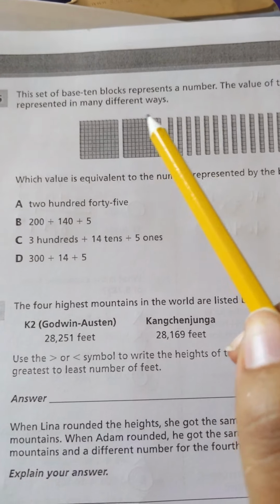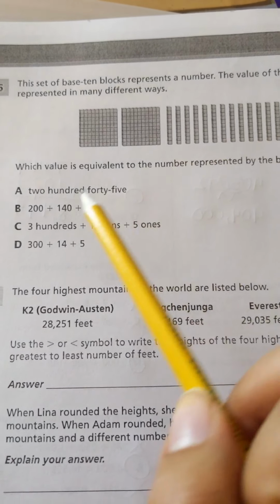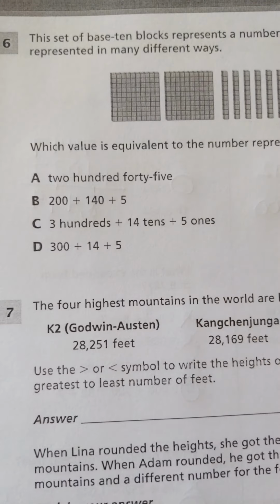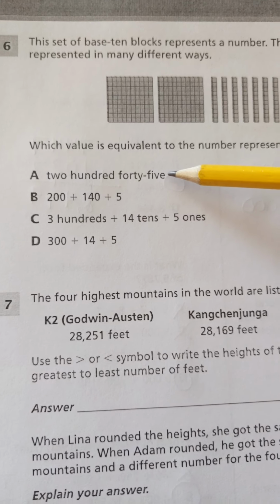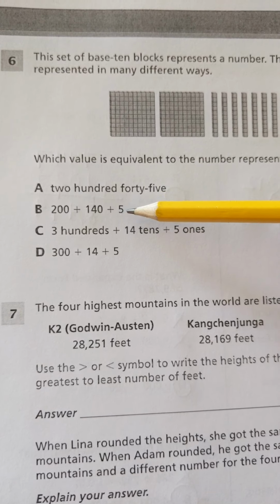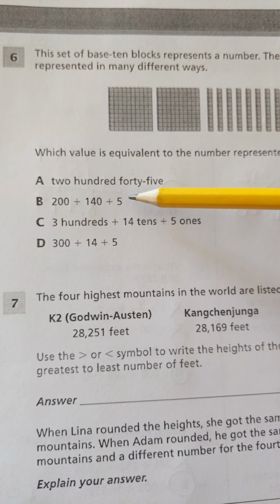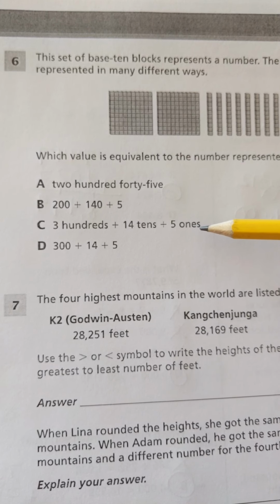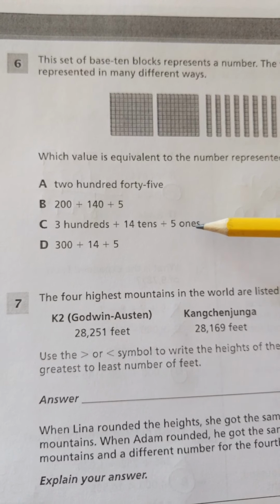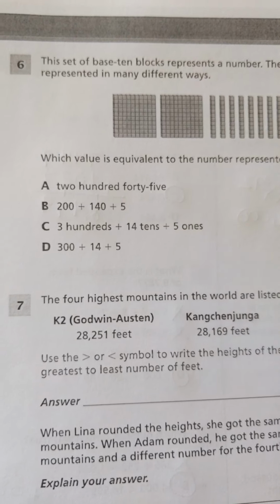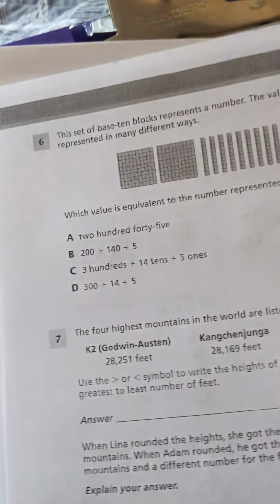This set of base 10 blocks represents a number. The value of the number can be represented in different ways. So here we have, let's see if you remember your forms. What form is this? Word form. What form is this? Expanded. What is this? Unit form. The number and its unit. And then this is expanded again. All right, so let's see what we got here.